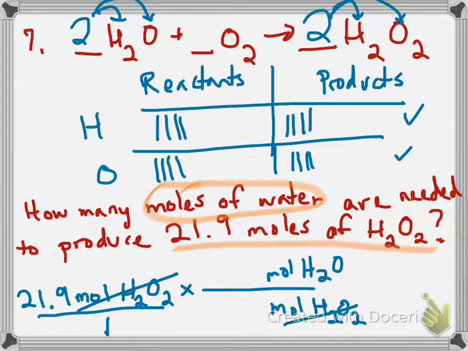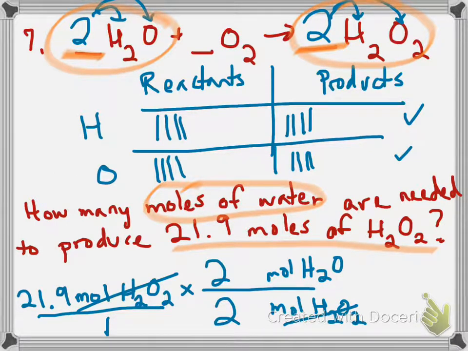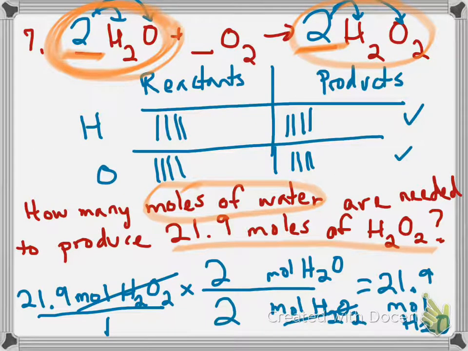So I need to look at my balanced equation and say, okay, I need water to hydrogen peroxide. Well, notice 2 moles of hydrogen peroxide are produced from 2 moles of water. So my ratio is 2 to 2, which you all know is 1. So my answer is going to be 21.9 moles of H2O. So if I have 21.9 moles of H2O, then it can produce 21.9 moles of H2O2. So that's my answer.